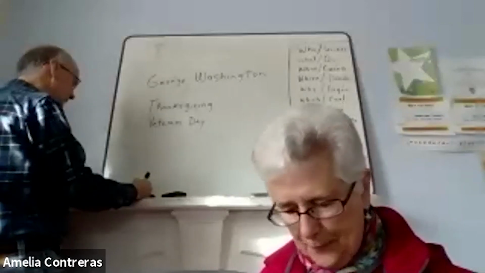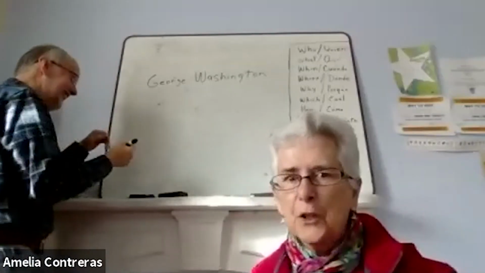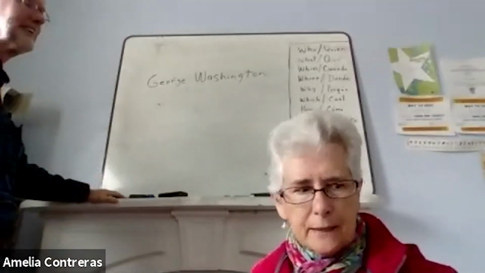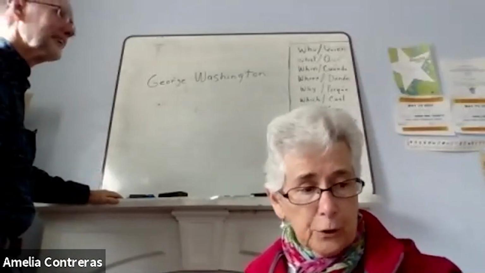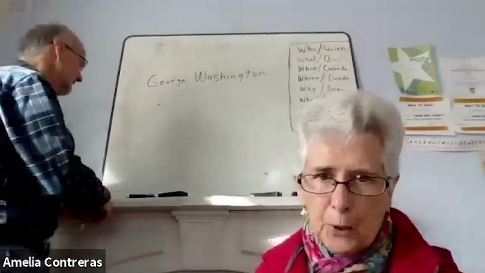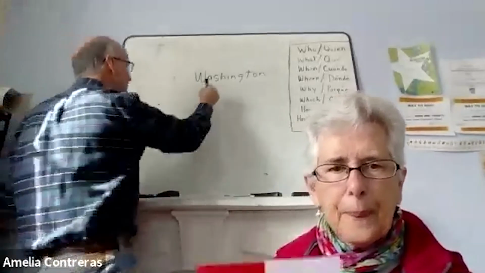Name 1 state that borders Mexico. Texas. Yeah, Texas. And the others, of course, are New Mexico, Arizona, and California. What is the capital of the United States? Washington, D.C.